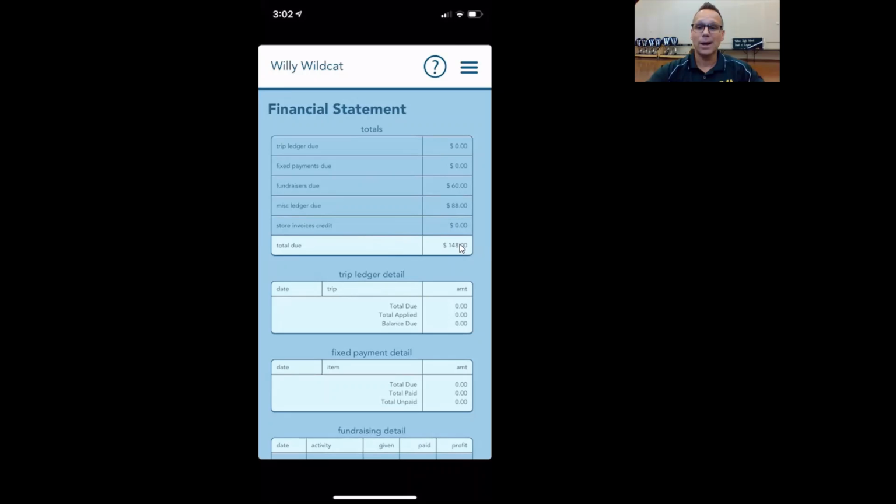Again, you're not going to pay the $148 because you still have some of this fundraiser due, and that's going to be applied to the account. So again, always pay your fundraisers first, and that way the profits are applied, and then you'll see the miscellaneous ledger due, you'll see a total number there, and that's what you'll pay. So again, Willie pays the $60, $25 is credited, and his miscellaneous would ultimately say $63 due.